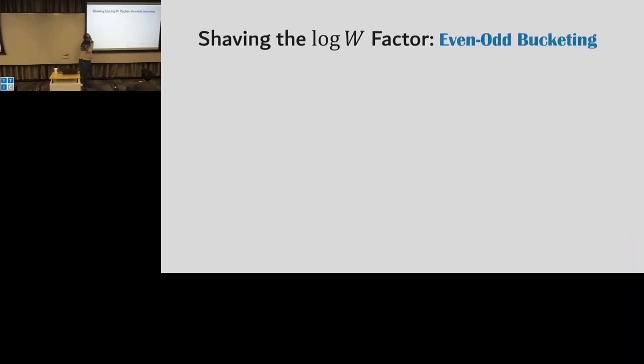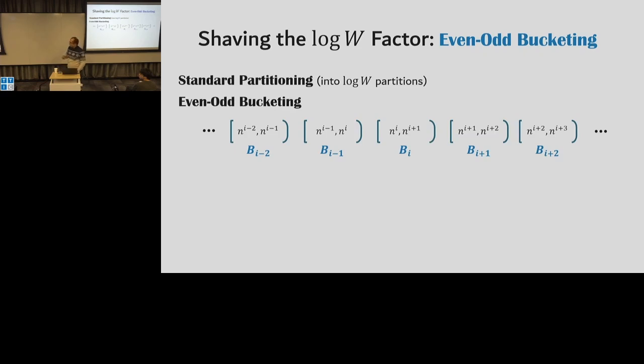Now the question is whether we can get rid of this log W dependence. We had to pay this log W, as I mentioned, because the simplest idea is just to have these log W partitions and so on. But we show that we can do something more clever, which we call even-odd bucketing, and get rid of this dependence. And how it works is as follows.